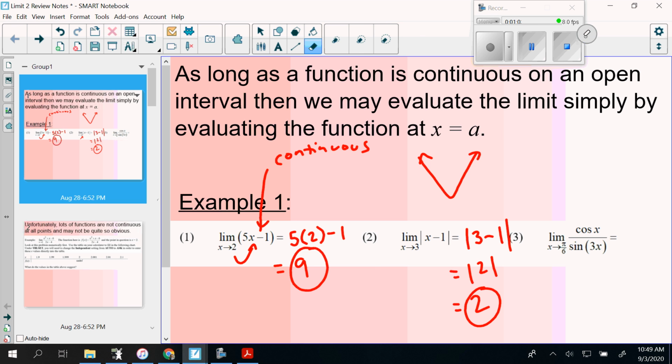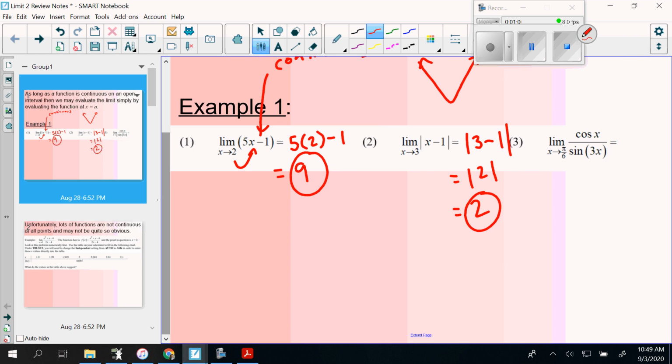Our third one here, this one may not be quite continuous everywhere, but I think it is at pi over 6. So let's try it just to check. If we plug in pi over 6 here, we're going to end up with cosine of pi over 6 all over sine of 3 times pi over 6. Let's do a little simplifying first. 3 goes into 3 once, 3 goes into here 2 times.